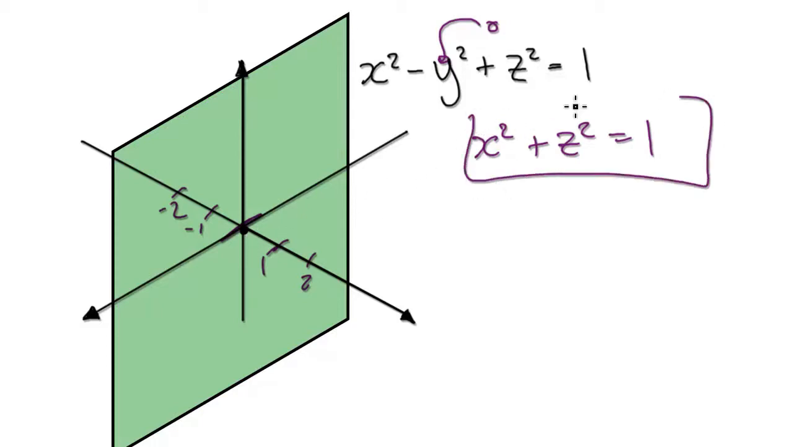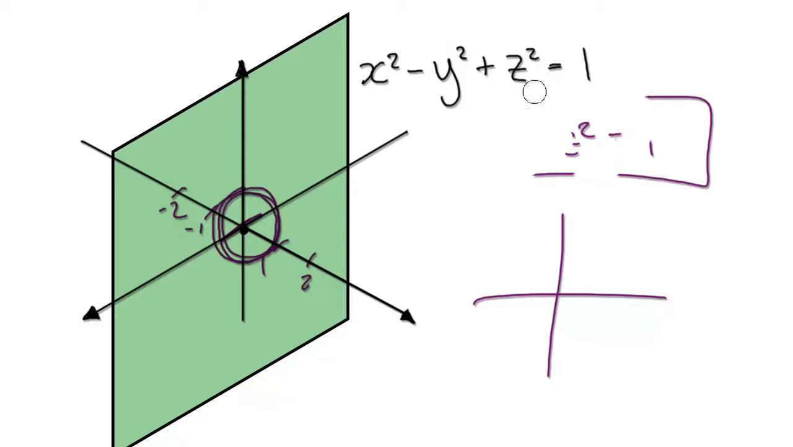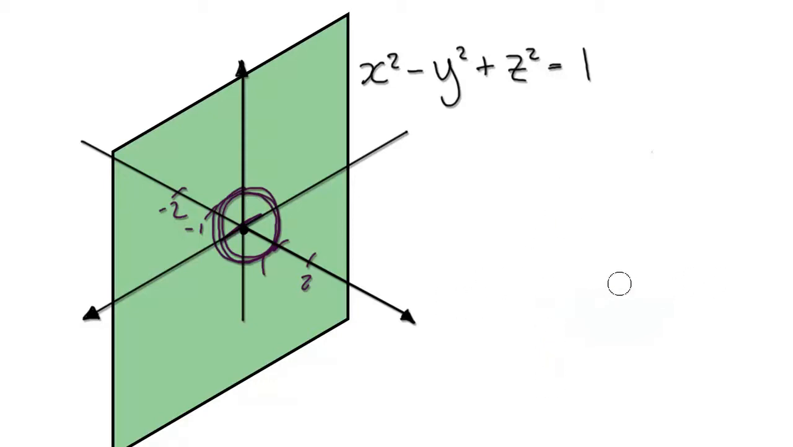Now this thing here, you can tell immediately that this is going to be a circle. So on this sheet of paper, you've got to imagine a circle looking something like this. Now let's try and extract more information. Let's put 0 into the z.